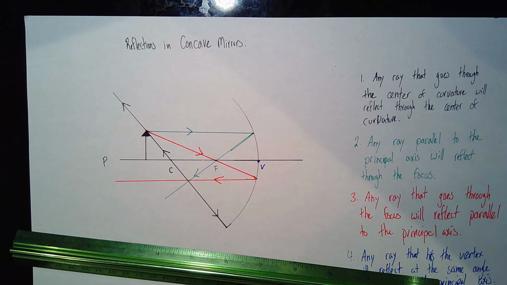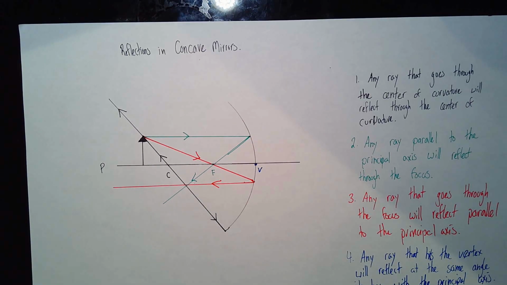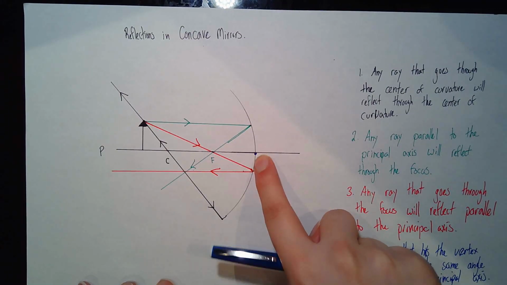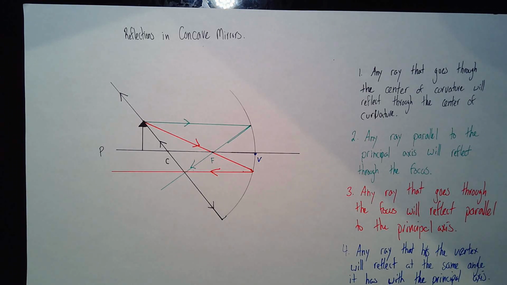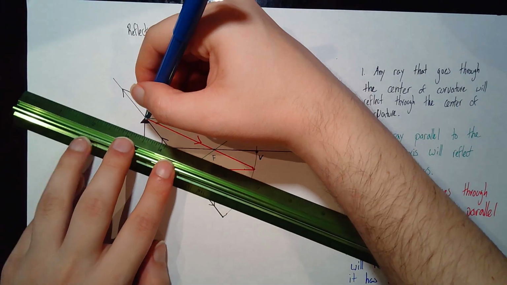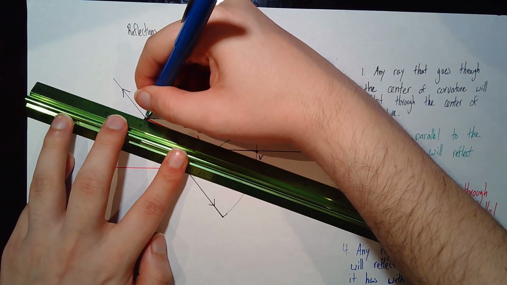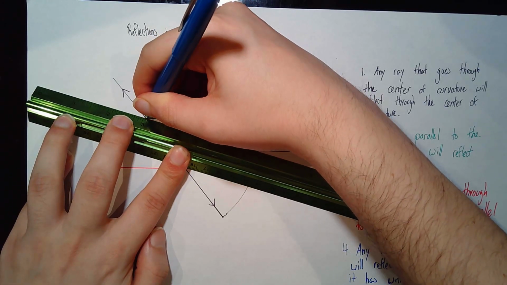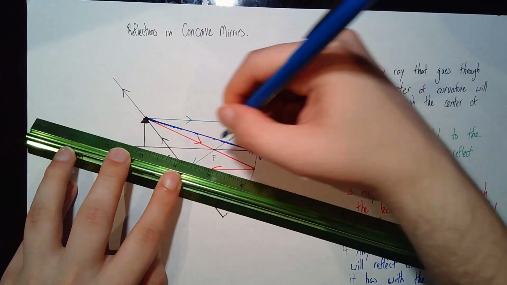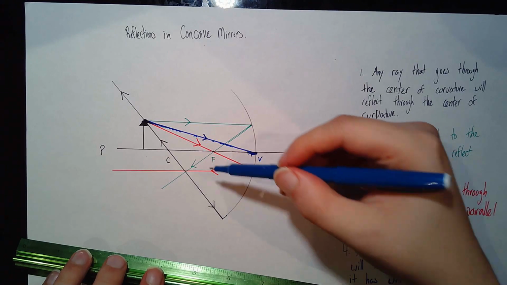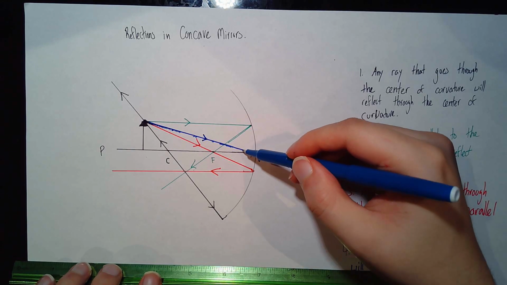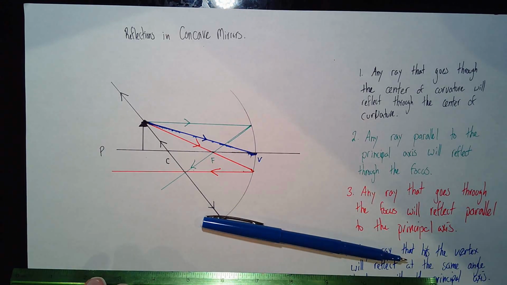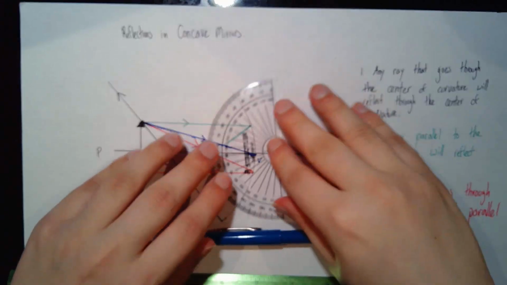This last rule, you do need to use a protractor, and so it says any ray that hits the vertex will reflect at the same angle that it has with the principal axis. And so what that's going to look like, and again, this is maybe the hardest one to draw, but we'll see that it's actually very useful when it comes to lenses, so that's why I'm including it right now. But you won't usually use this rule for a mirror. Any ray that hits the vertex is going to have the exact same angle once it reflects. And so in order to draw that one, we're going to have to get our protractor out.